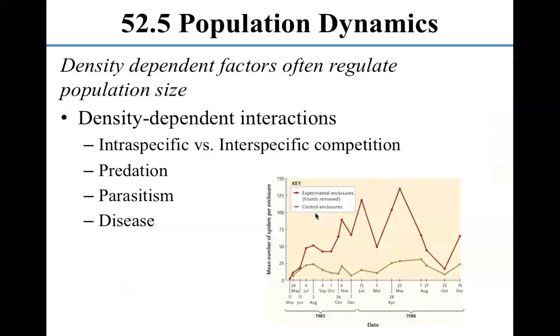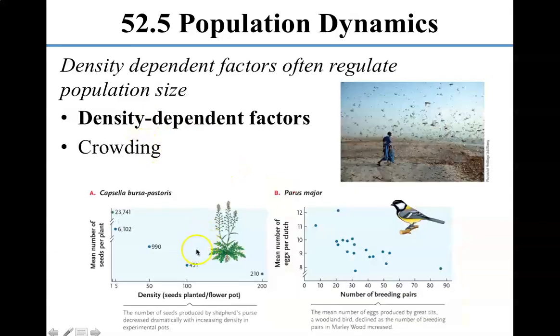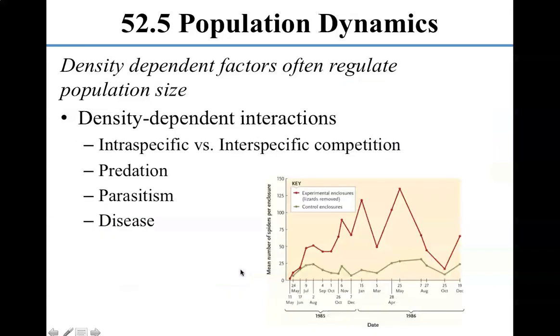Some other examples of density-dependent interactions include intraspecific and interspecific competition. Intraspecific competition is density dependent. It's the competition between members of the same species. Interspecific competition is also density dependent. Interspecific competition is competition between populations of different species. So we saw examples of intraspecific competition here and here. These plants are all members of the same species, so it's intraspecific and it's density dependent in terms of the number of seeds they produce.